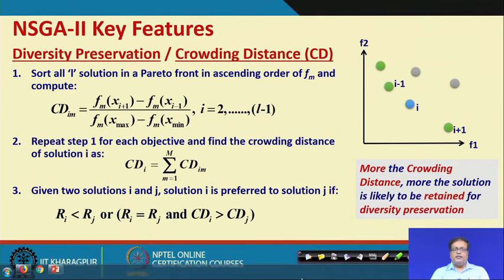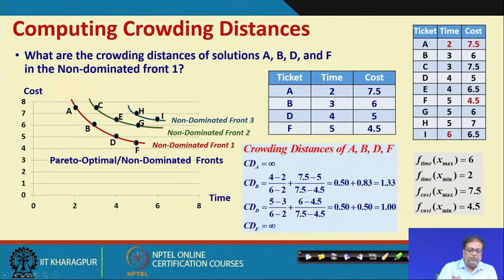What exactly it is, we will understand through an example. So, let us see that particular example, the same problem that we have taken. Say these are the 4: A, B, D, F, and we have to find out their crowding distances according to the formula. So, look here, with regard to the time, what is the minimum and maximum? You see, with regard to the time, maximum is 6 and minimum is 2. With regard to the cost, maximum is 7.5 and minimum is 4.5.